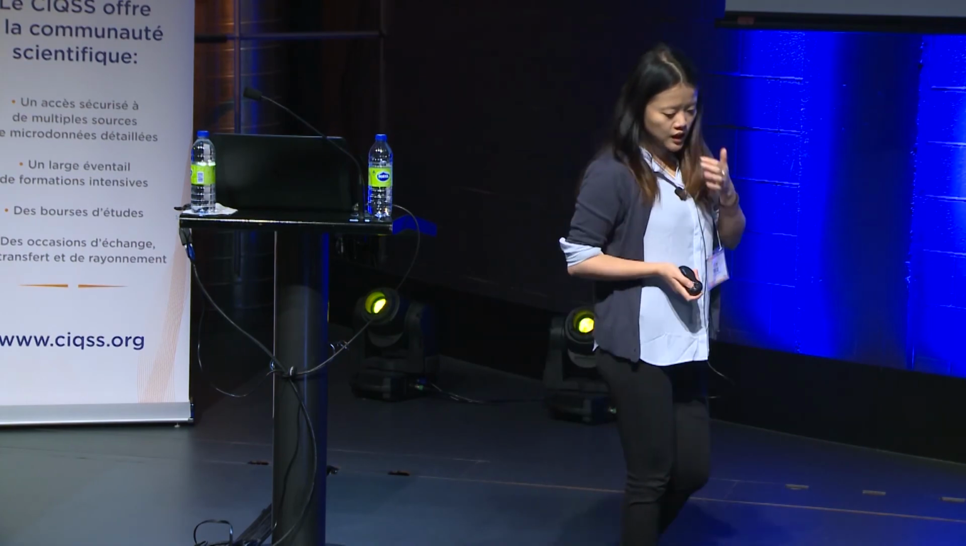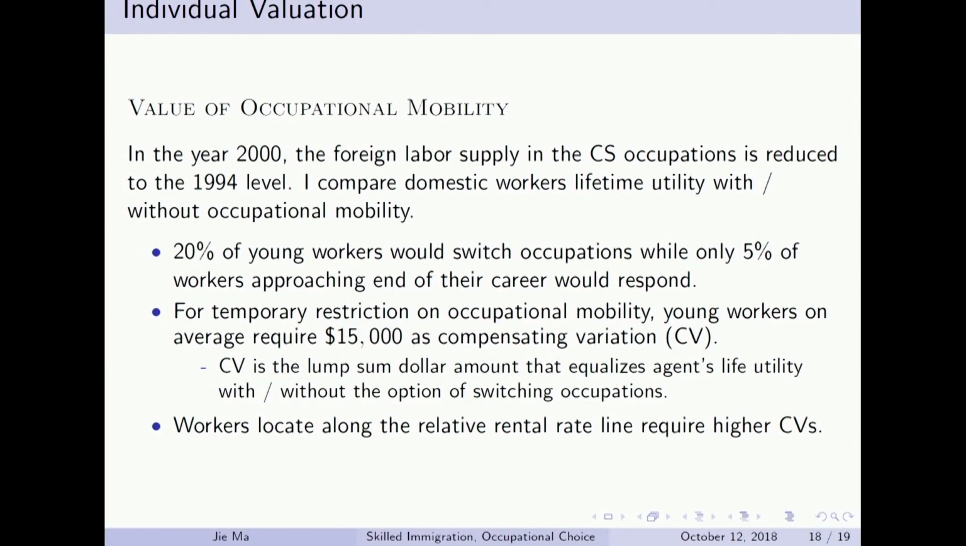I'm also interested in something related to the mechanism, because I argued so hard in this paper that occupational mobility is an important margin. But how important is the margin from the individual perspective? So I want to see, if I restricted people's occupational choices, how bad they will be. What I did in this part is I let the immigrants enter the United States as in the data, but I restricted the native workers. They cannot switch occupations, as a benchmark. So if they cannot switch occupations, they cannot undo any immigration shocks. As a result, they will be negatively impacted.